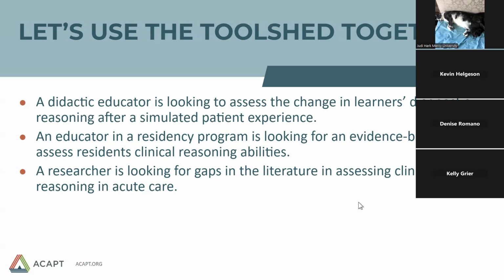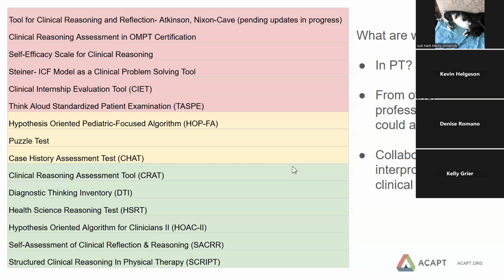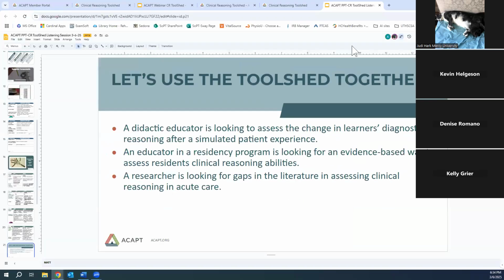Then we'll do another scenario where an educator in a residency program is looking for an evidence-based way to assess their residents' clinical reasoning abilities, or maybe to compare what's in the literature to what they're already using. And the last one, researchers looking for gaps in the literature in assessing clinical reasoning in an acute care situation. You don't have to look too far to find a gap. All right, bear with me while I get to the toolshed.